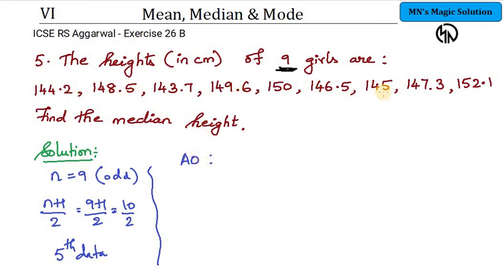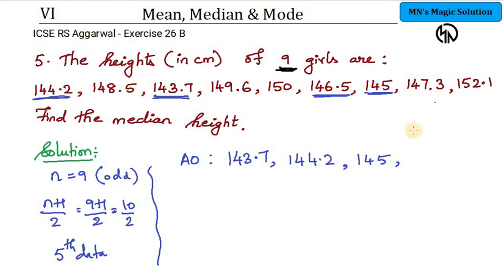See here, you have decimals as well, so you have to think about it. What is the range of numbers? Everything starts from 140 something, right? So 141, is there any data like that? No. 142? No. 143? Yes. 143.7, is there any other 143? No. So it is 143.7. Same way we have to arrange everything. 144? Yes. 144.2. 145? Yes, 145. 146? Yes, 146.5 is there.